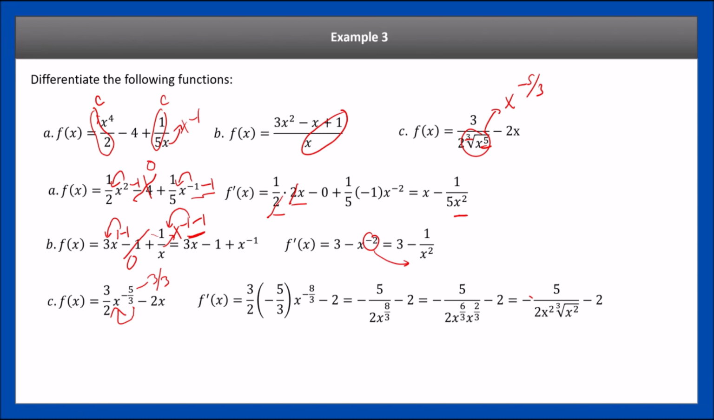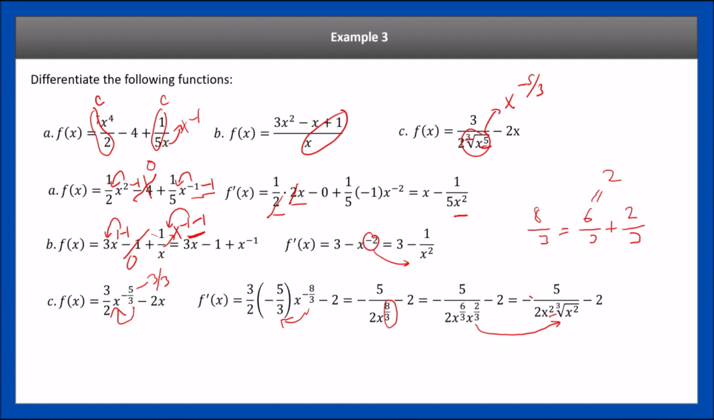All right, and then I can bring this power down because it's a negative power to make it positive. And remember, this is 8/3, so I'm going to split up 8/3 into 6/3 plus 2/3, which is exactly what I do here. But 6/3 is just 2, right? So this becomes x to the second. And then the 2/3, remember the 2/3, you have to write it as a radical, cube root of x to the second power.